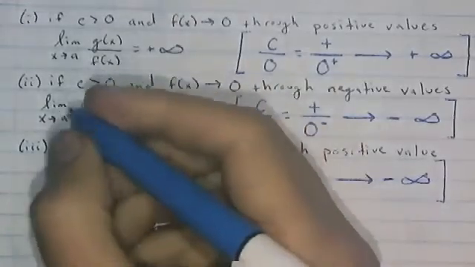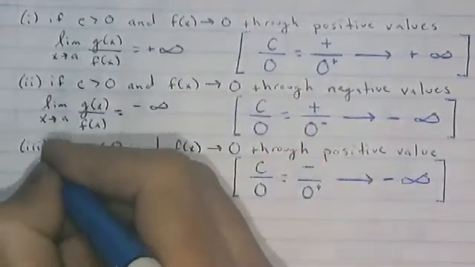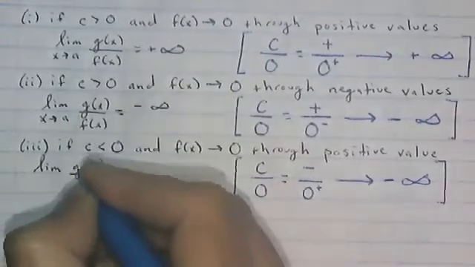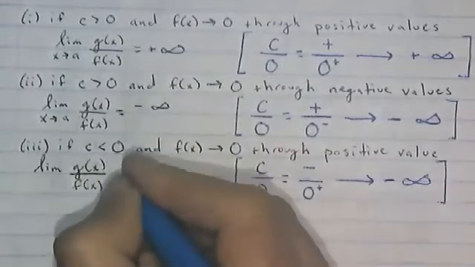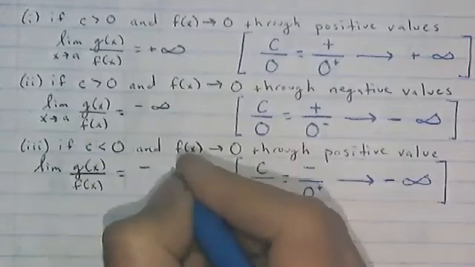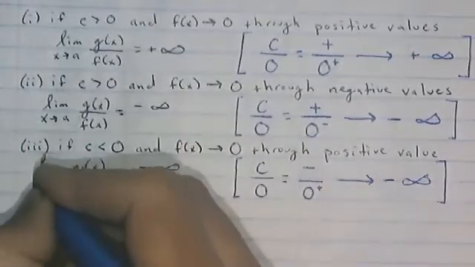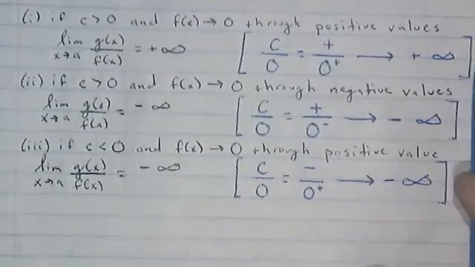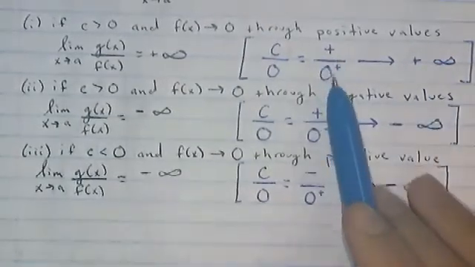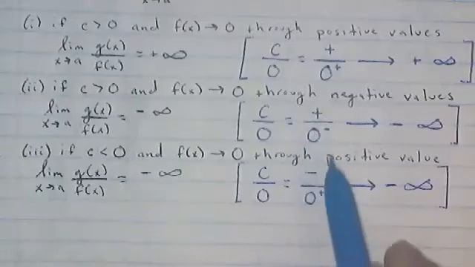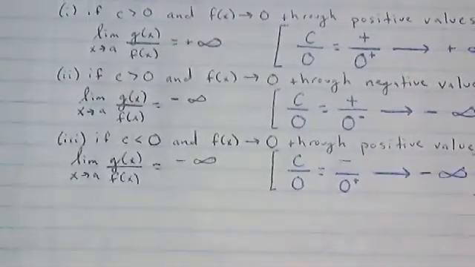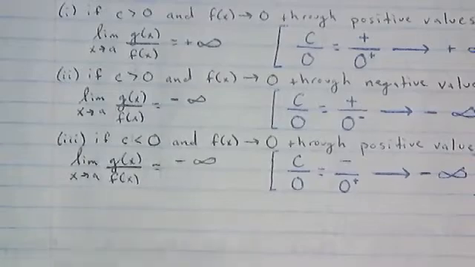And so in limit notation, g of x divided by f of x approaches negative infinity as x approaches a. We've done positive, positive; positive, negative; negative, positive. What's left? Negative, negative. Where do we think that's going to go? Positive infinity.